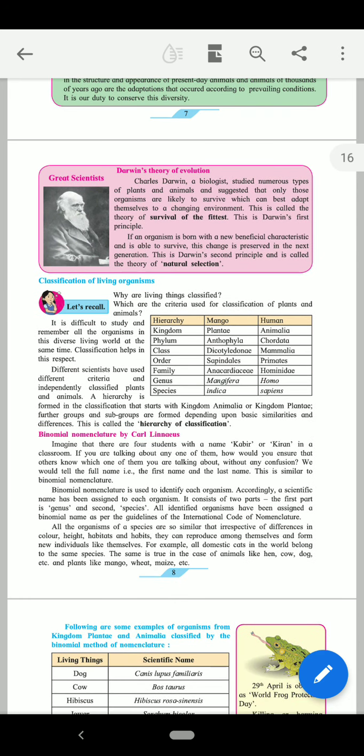In the case of survival of the fittest, we saw that those who are adapted to their changing environment will only survive, that is the first rule. And next, the species which are born with new beneficial characteristics, if they survive, those changes will be preserved into the next generation. It is called natural selection that we have seen.